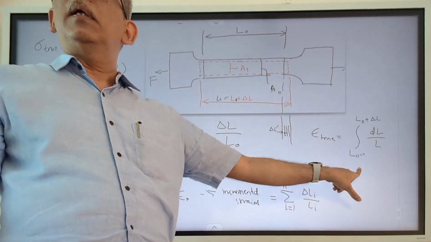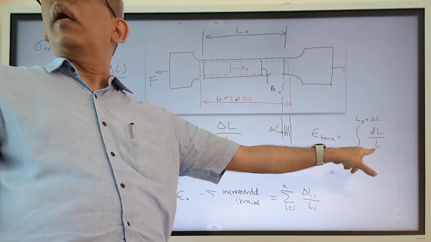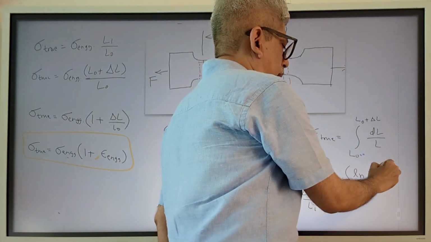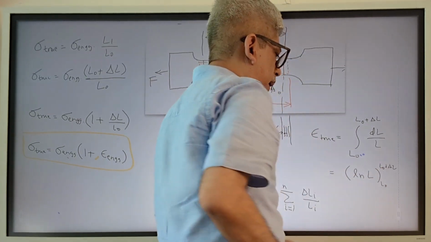Anybody knows what is the integral of 1 by L? Log to the base e, it is a natural log. So it is ln L from L naught to L naught plus delta L.